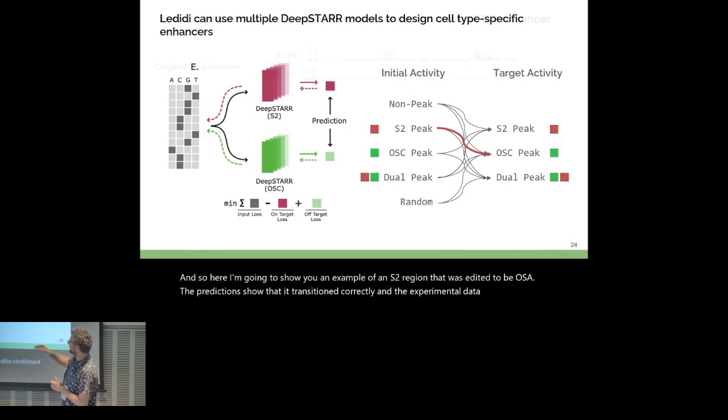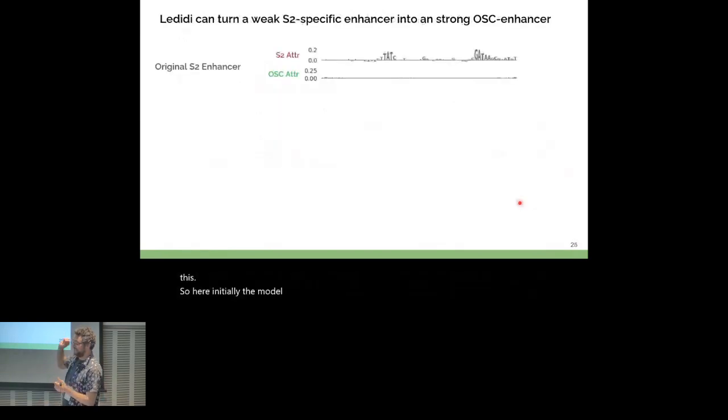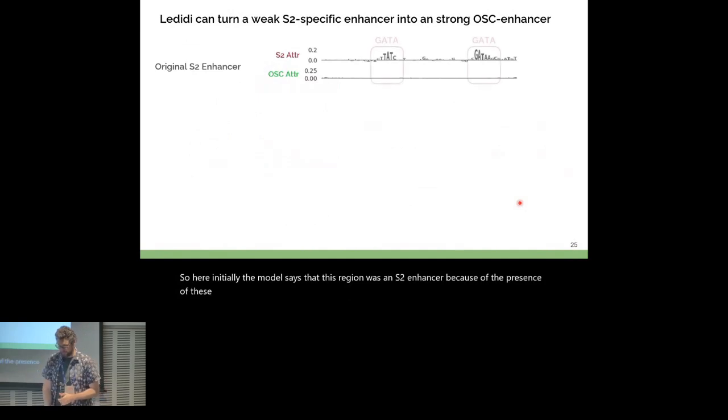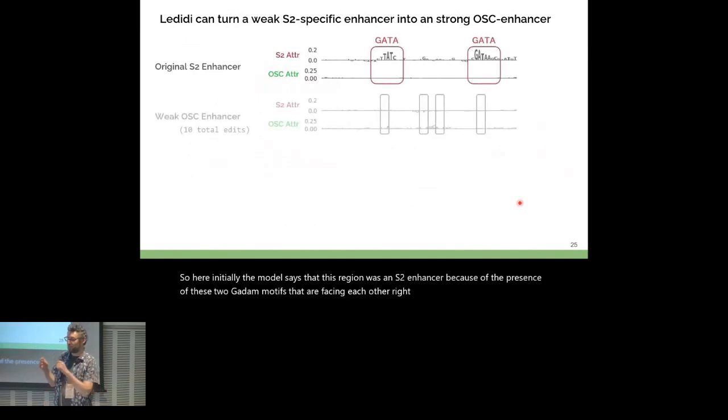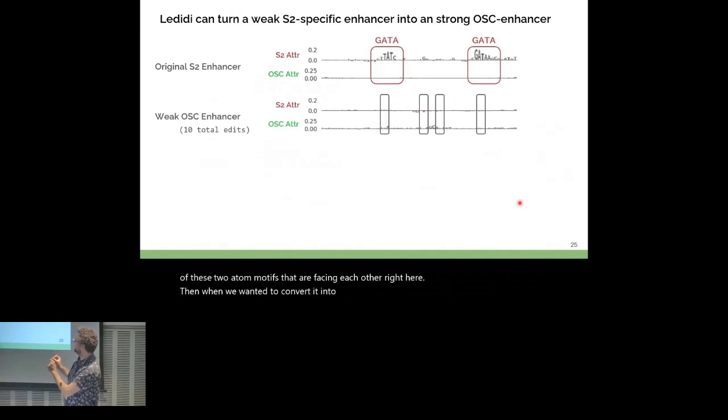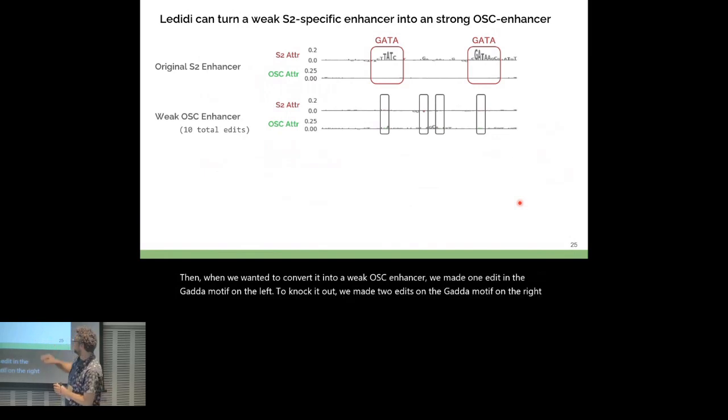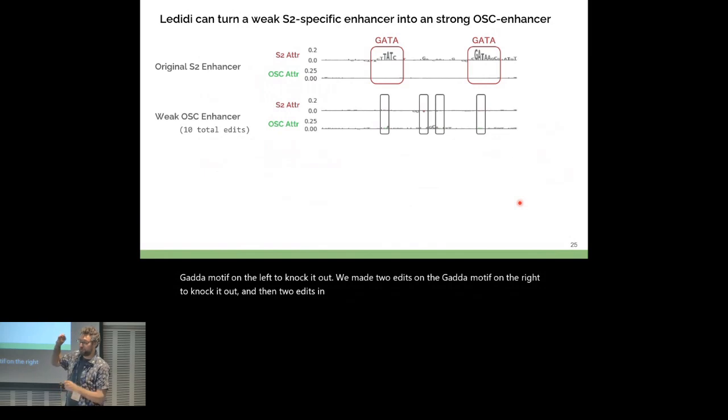So here, initially the model says that this region was an S2 enhancer because of the presence of these 2 GAGA motifs that are facing each other right here. Then, when we wanted to convert it into a weak OSC enhancer, we made 1 edit in the GAGA motif on the left to knock it out. We made 2 edits on the GAGA motif on the right to knock it out, and then 2 edits in the middle there in order to begin adding in a weak traffic jam motif, which is OSC specific.